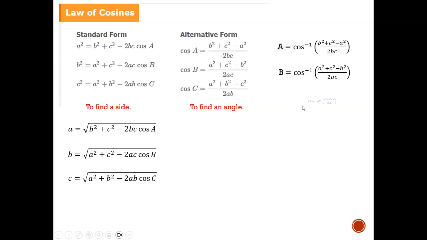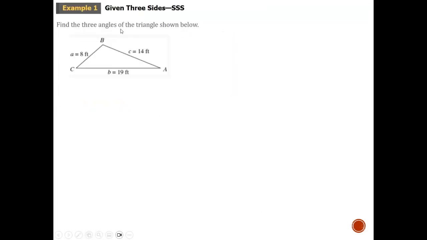B is the inverse cosine of all that, as well as C. So you would appropriately plug in the little b, little c, little a values over here, take the inverse cosine, and that's how you would solve for one of these angle measures. Okay, so keep that in mind. You have your versions for law of cosines, solving for one of the side lengths or solving for one of the angles first.